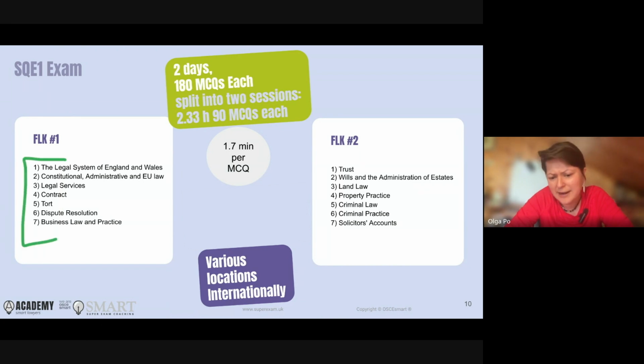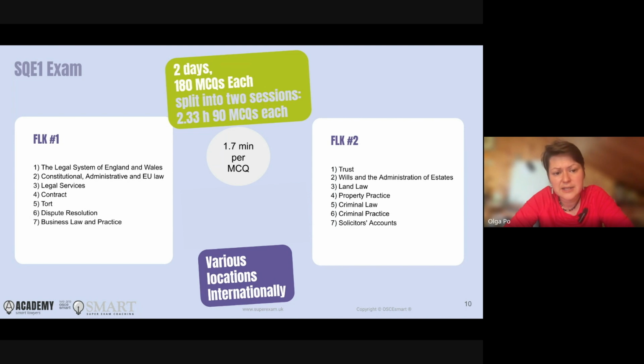I would say the areas and subjects correlate within those FLKs, so they a little bit resemble. In the FLK1, we have legal system, constitutional law, legal services, I've mentioned before, really relates to legal system, contract, tort, dispute resolution related group of subjects, and then business law and practice. And then FLK2 would be trust, wills, see, it's correlated. Land, also a lot of law of trust is relevant to the land law and property practice. Criminal law, criminal practice, solicitors' accounts.